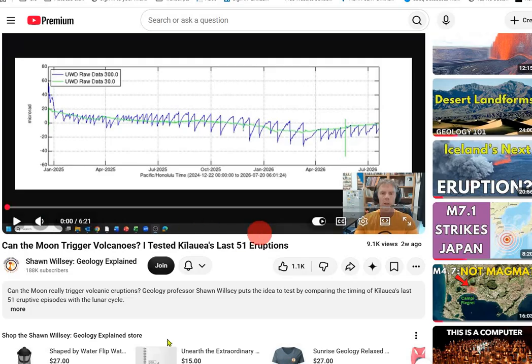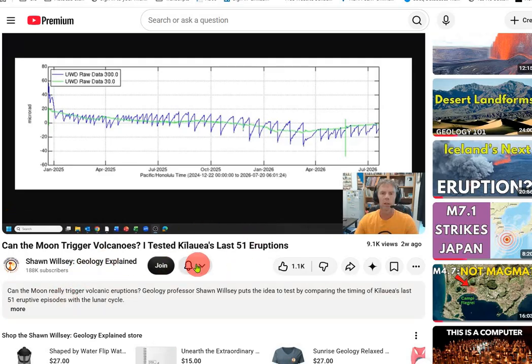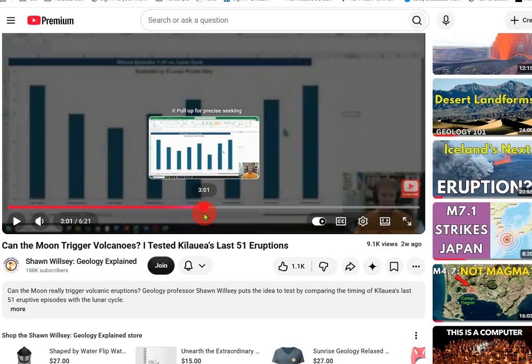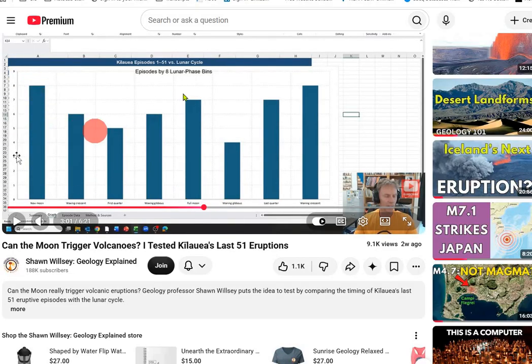Willsey did a video a couple weeks ago where he asked, can the moon trigger volcanoes? He tested Kilauea's last 51 eruptions, from January of 2025 until current, which is pretty much one eruptive cycle with a bunch of different eruptions in it. He ran some tests and got what looks to me like a bimodal distribution. It's an interesting video. I'd watch it.